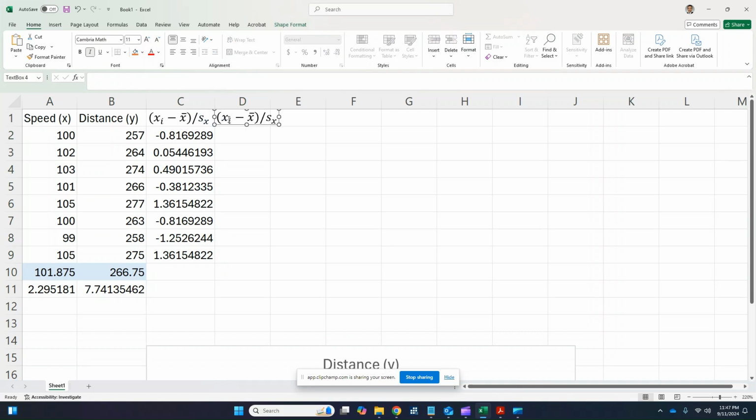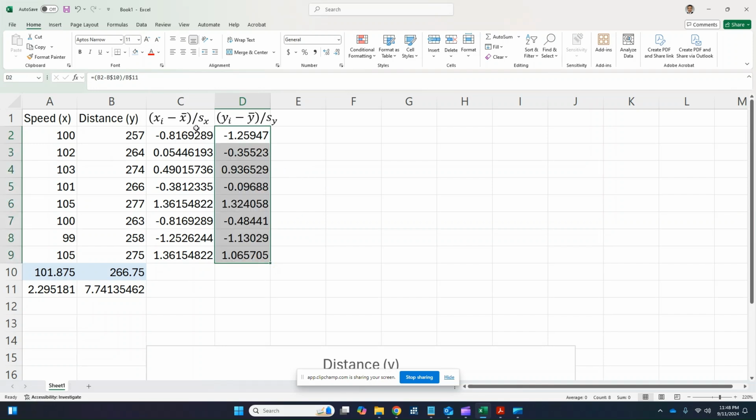I'm going to do the same thing for y. That means yi minus the sample mean of y over the standard deviation of y. Okay, so I can just copy and paste it here and then change this formula. So this looks correct. I'm going to use b2 minus the mean of y over the standard deviation of y. Pressing enter, then drag this little rectangle down below. So I have both of these numbers.